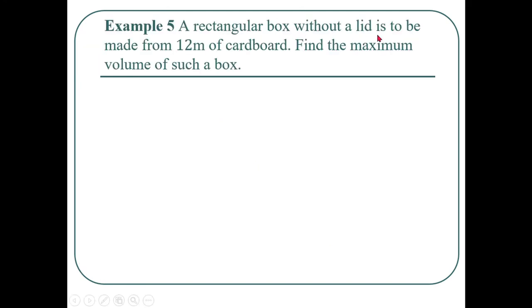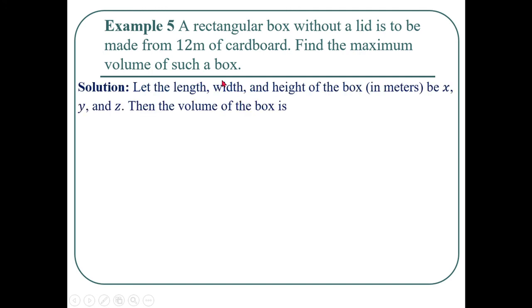A rectangular box without a lid is to be made from 12 square meters of cardboard. Find the maximum volume of such a box. Let the length, width and height of the box be in meters, because here we have been given the unit of measurement as meter. Let x be the length, y be the width, and z be the height of that box. Then the volume of the box is equal to length times width times height, that will be xyz, V is equal to xyz.